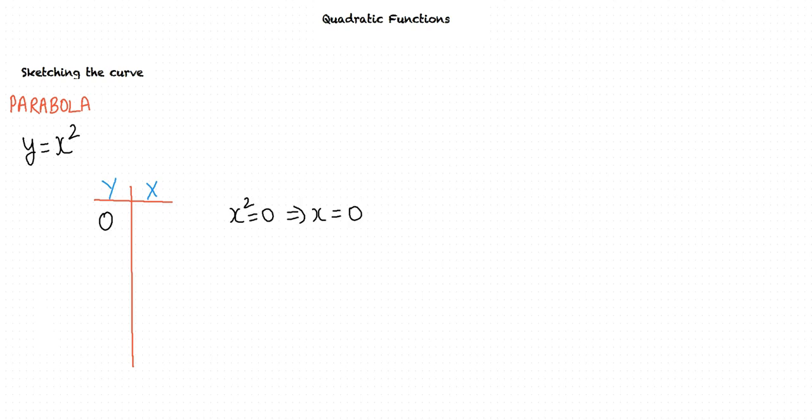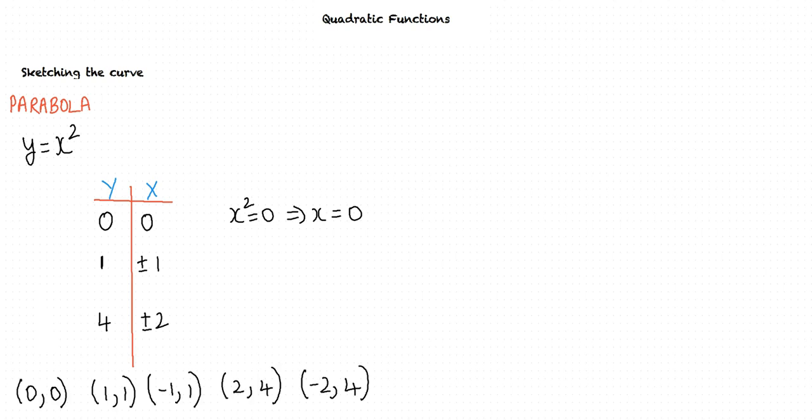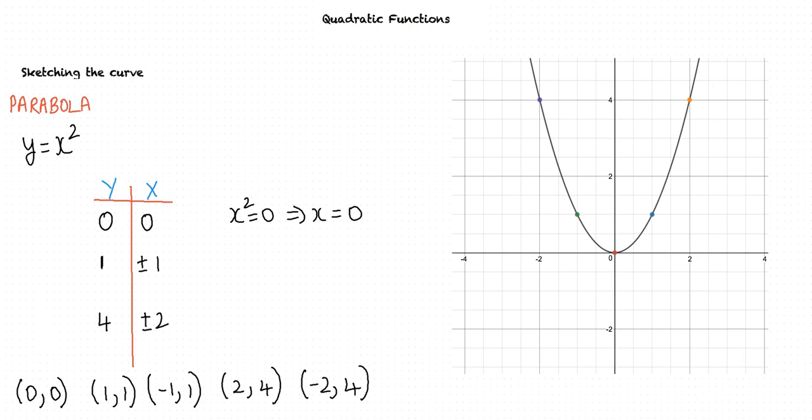When y equals 0, x square equals 0, this implies x equals 0. Thus, the first point is when y equals 0, x equals 0. Similarly, we have when y equals 1, x equals plus or minus 1. When y equals 4, x equals plus or minus 2. Thus, the points we are required to plot are (0, 0), (1, 1), (negative 1, 1), (2, 4) and (negative 2, 4). We plot these points on the graph and finally connect these points to get the curve.